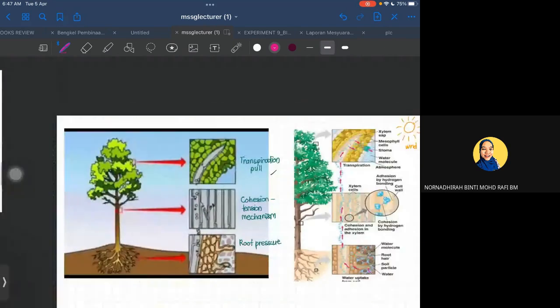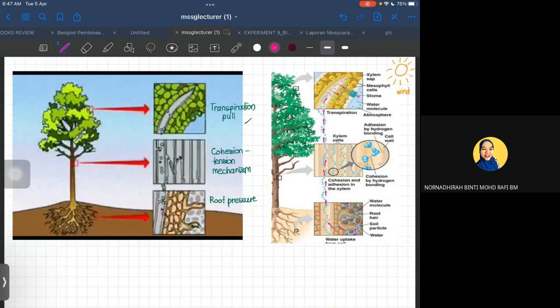Okay, and then sekarang kita dah cover, dia dah sampai dekat xylem. So what will happen from xylem?